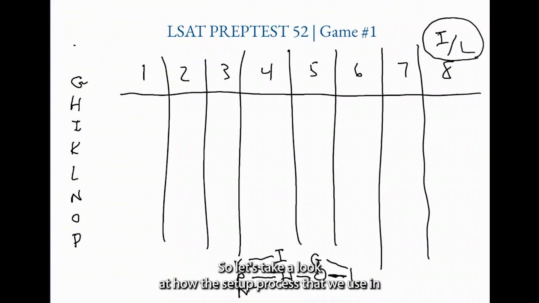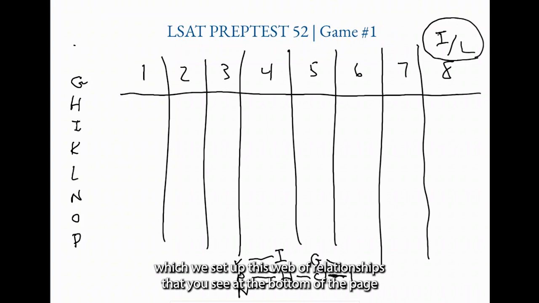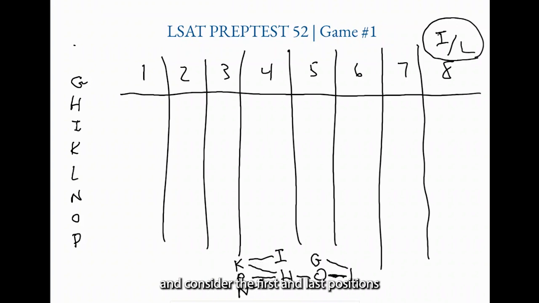So let's take a look at how the setup process that we used, in which we set up this web of relationships that you see at the bottom of the page and considered the first and last positions and their limitations, will pay off as we go to the questions. Notice that we inferred that only I or L could be in spot number 8. That's going to help us down the road.